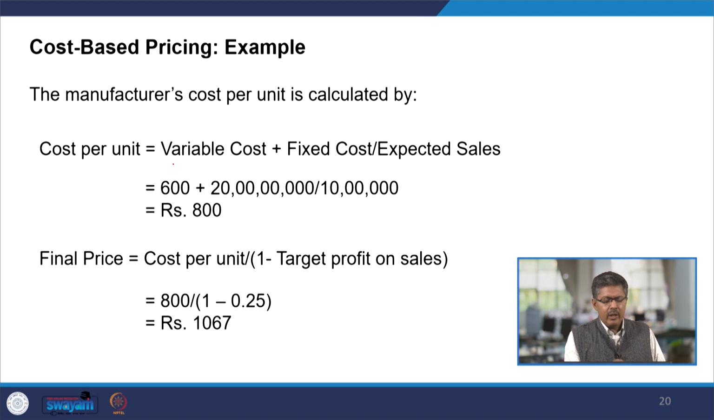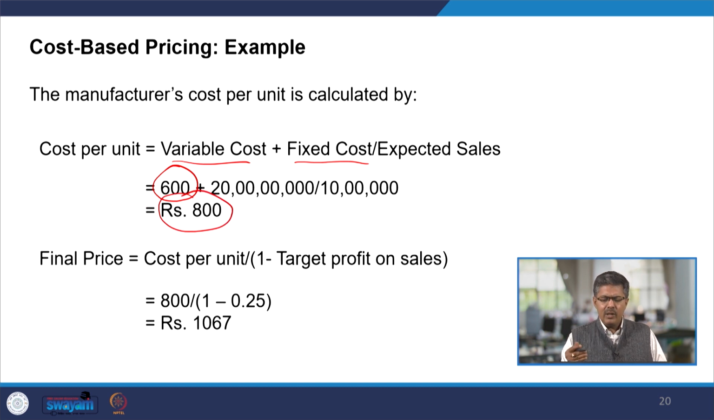So, the cost per unit is variable cost plus fixed cost by expected sales. Now, this entire fixed cost is distributed by the total amount of production that you are making, right. So, variable cost is 600 plus 200 million divided by 1 million, which is giving us almost 200. So, total cost per unit is coming to be 800 rupees.